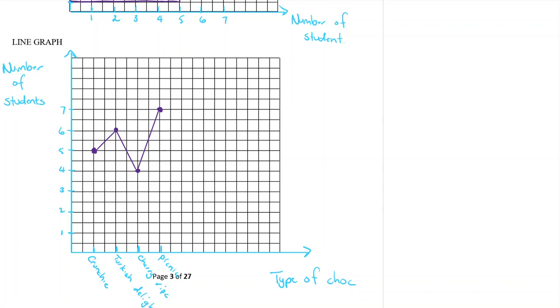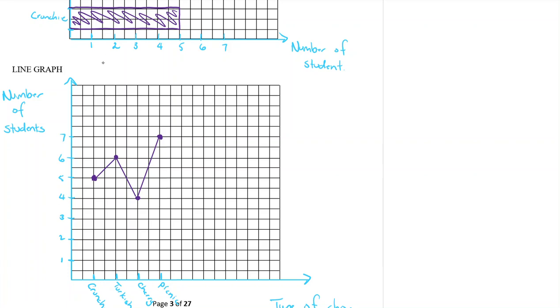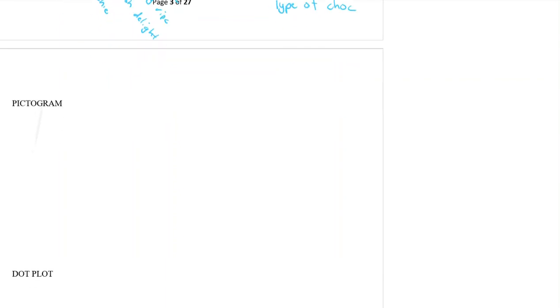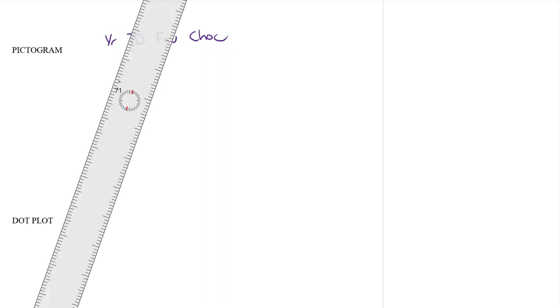Okay, that one's done. No, it's not. I nearly forgot the title again. Year 7D favorite chocolate. All right, I'm going to do it first this time. Pictogram. Year 7D favorite chocolate. It's very easy to forget a title. It's important that we don't, because otherwise we lose marks in the test for silly things.